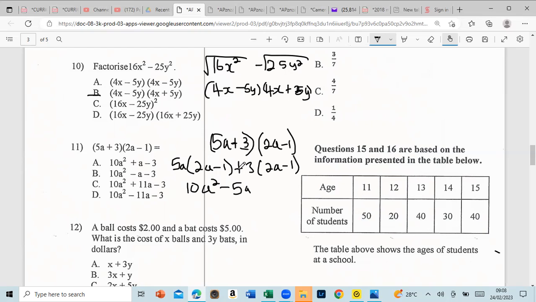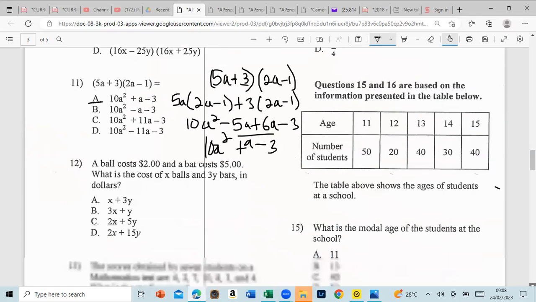And then now we have 3 times 2a. So 3 times 2, that is 6a. And then we have 3 times negative 1, that gives us negative 3. So let's focus on this, which gives us positive a. So here we go, 10a squared plus a. Alright, let me just finish it for those who might not see clearly. And then we have the minus 3. Only the middle term will change because it's the only like term.